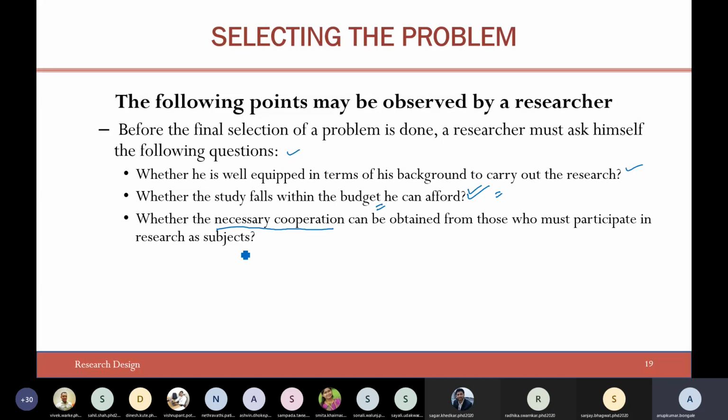So maybe it is your colleagues, or maybe your contacts, or maybe an expert, or maybe your research supervisor also. So do you have sufficient cooperation for carrying out your research, right? Let's say you communicate to one of the researchers, and he promises you he'll help you out, or maybe you will contact an organization. But you should see whether you are getting the necessary cooperation or not.